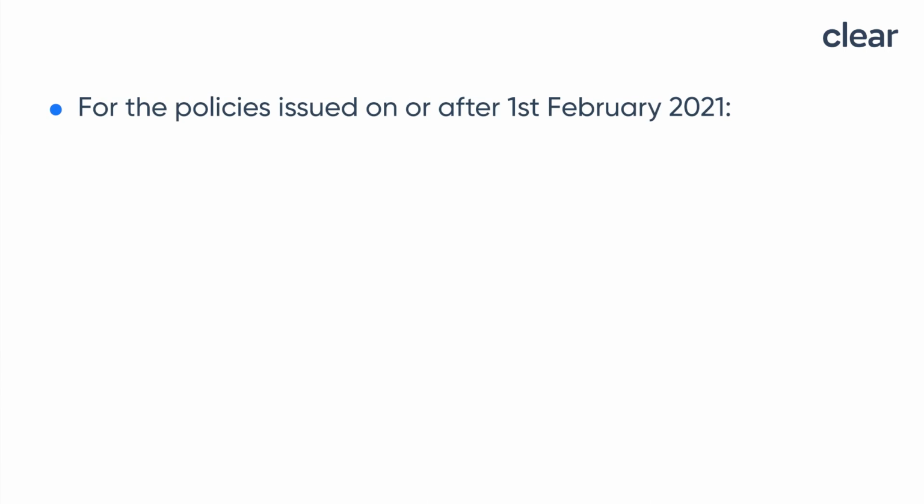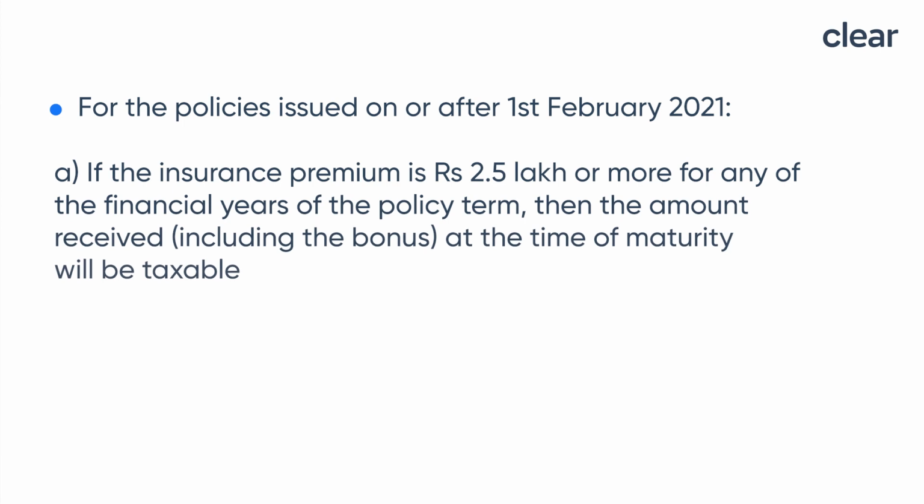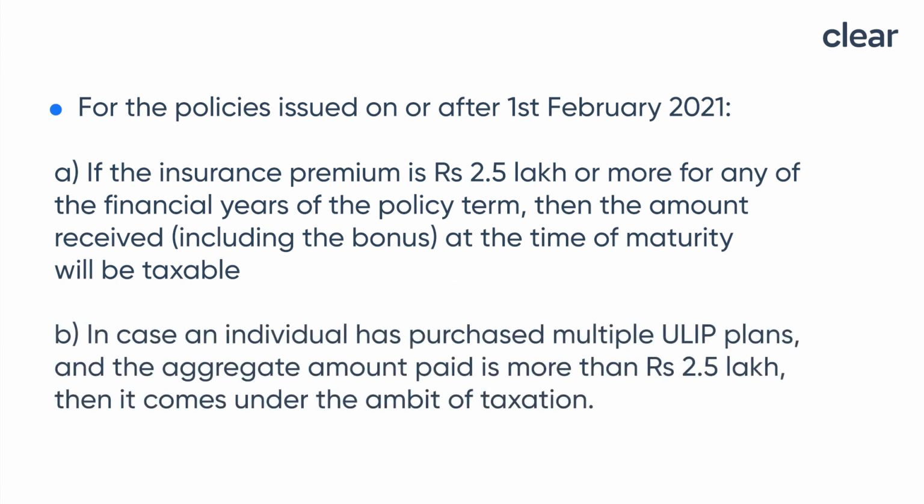Now let's discuss how the proceeds from the ULIP plan will be taxable. For the policies issued on or after 1st February 2021, in case you have paid an aggregate insurance premium of Rs 2.5 lakh or more for any of the financial years, then the amount received including the bonus at the time of maturity will be taxable. Or in case an individual has purchased multiple ULIP plans and the aggregate amount paid is more than 2.5 lakh during the tenure of the policy, then it will come under the ambit of taxation.